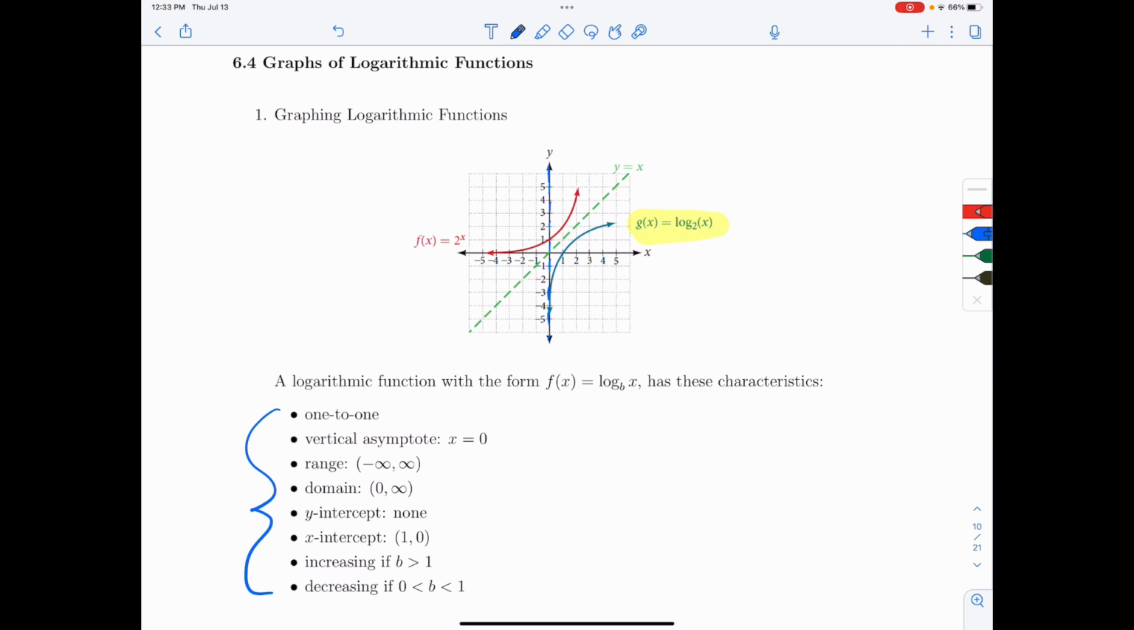There's no y-intercept unless we have a transformation. The x-intercept is 1, 0. And then we are increasing if the b value, so if that base value, is greater than 1. And if it's between 0 and 1, it'll be decreasing. And we'll see examples of all of these things.